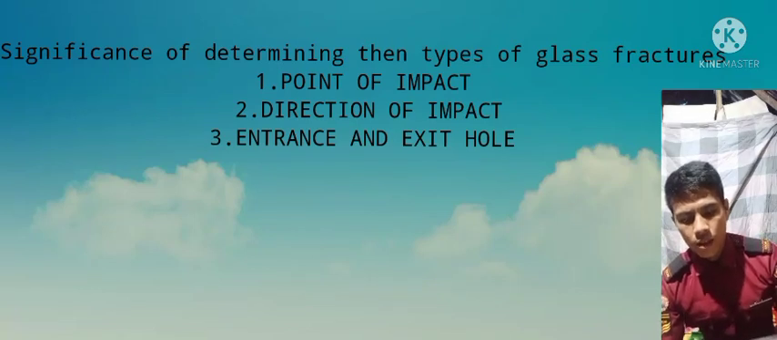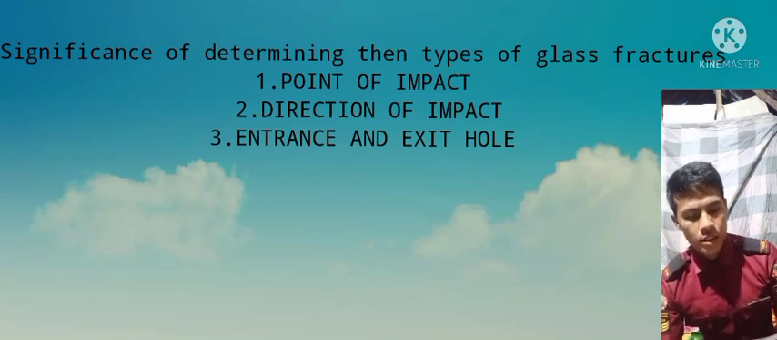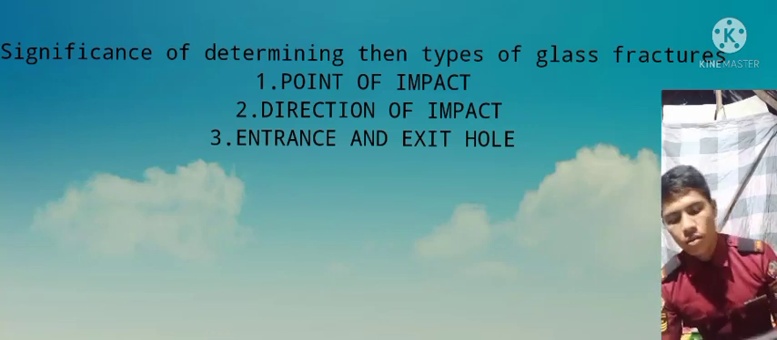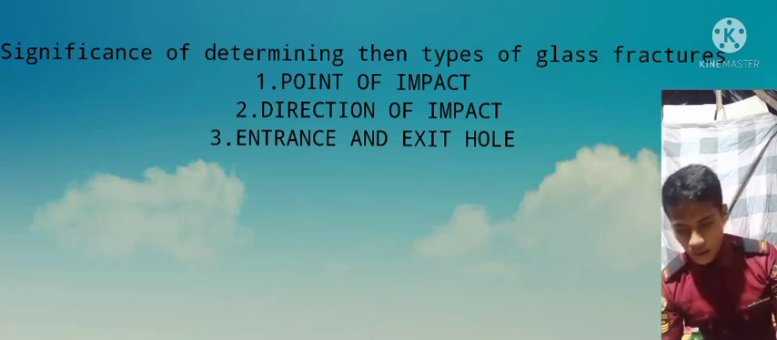Significance of determining the types of glass fractures. We have number 1, point of impact, number 2, direction of impact, number 3, entrance and exit hole. Point of impact: in glass fractures, glass is at its maximum strength under compression but weak in tension.